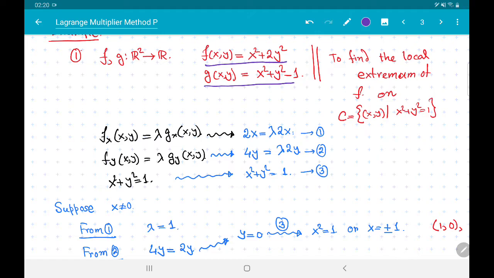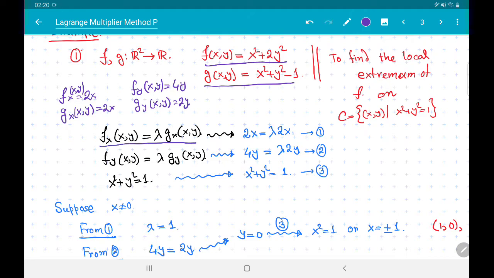So first we compute f_x. What is f_x? f_x is given by 2x. What is g_x? So we are going to compute these at a random point (x,y). So f_x is 2x. g_x(x,y) is what again? 2x. f_y(x,y) is equal to 4y, and g_y(x,y) is equal to 2y.